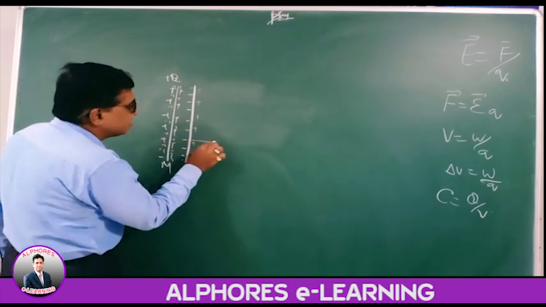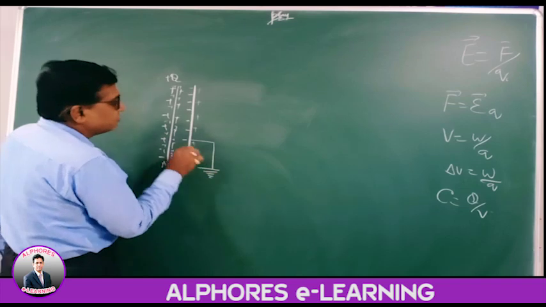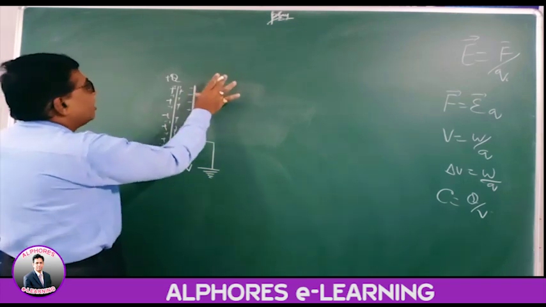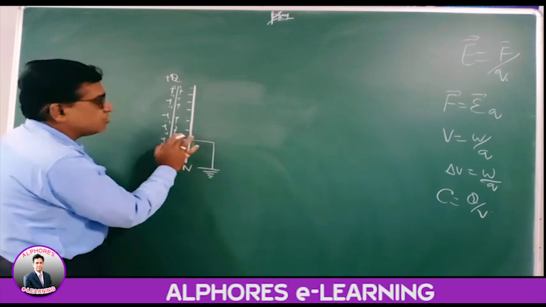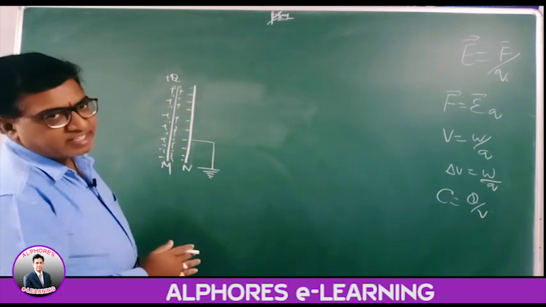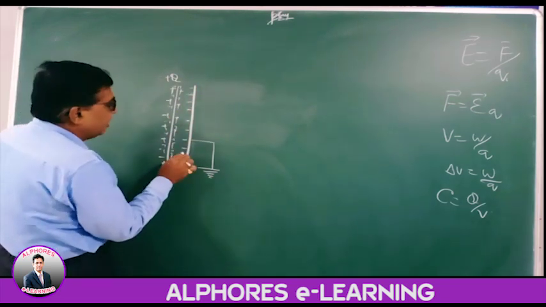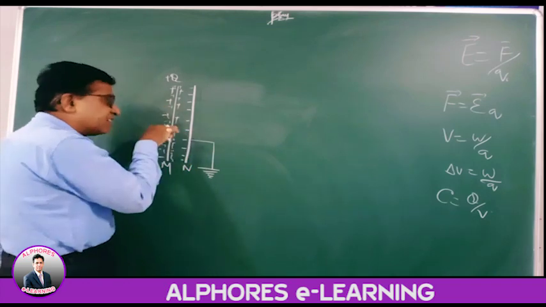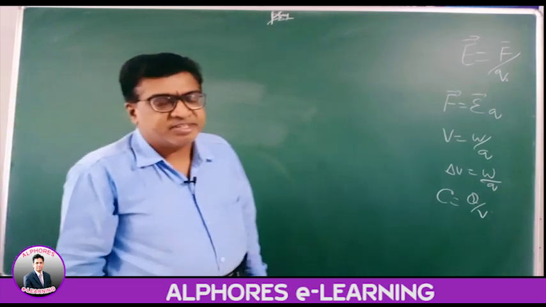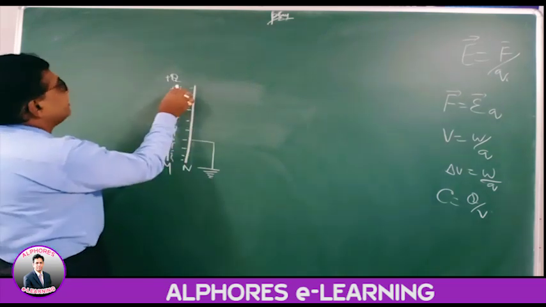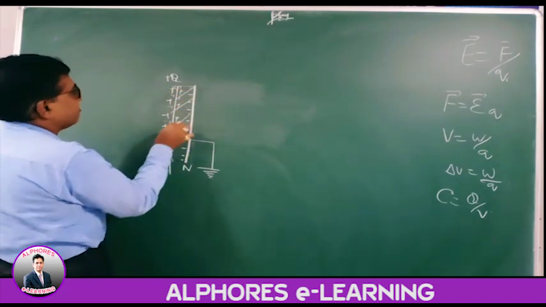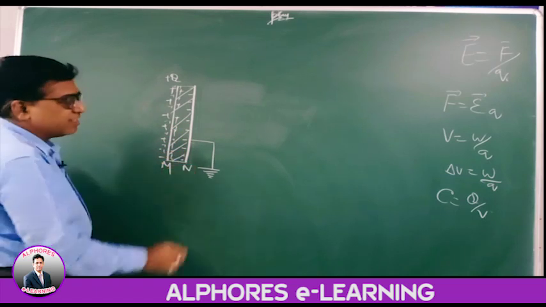To remove this, connect this to the ground. When it is connected to the ground, all the positive charge is lost. Electrons from the ground reach the plate, so the positive charge is neutralized. Then the negative charge alone on this plate reduces the potential of this plate still further. Capacity increases.